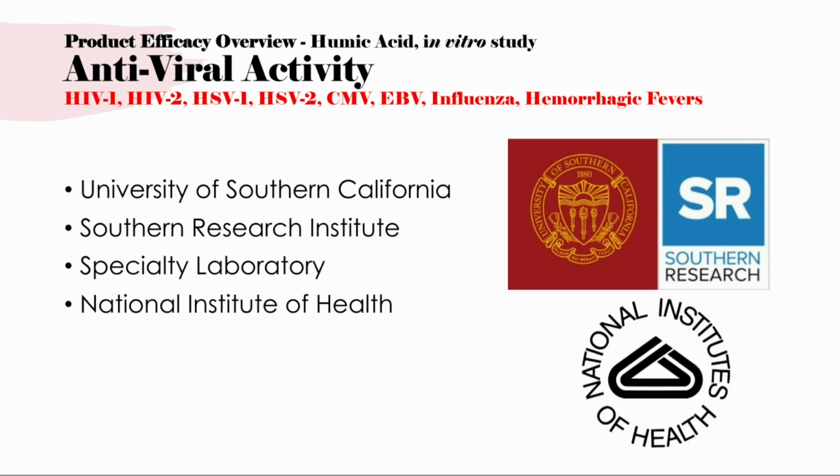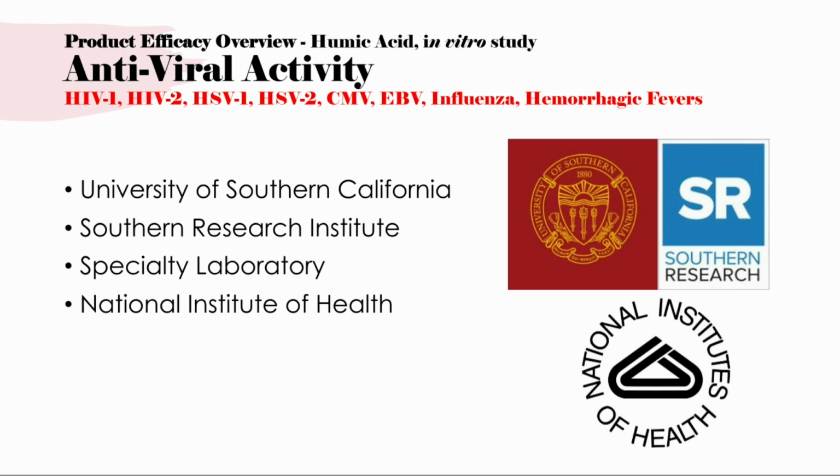So the antiviral activity of humic acid has been studied by multiple universities and academic institutions, including the University of Southern California, the Southern Research Institute, Specialty Laboratory, and the National Institute of Health. And what all of those organizations found, based on their own studies, is that humic acid has antiviral activities for HSV1, HSV2, herpes simplex virus, cytomegalovirus, Epstein-Barr virus, influenza, and even hemorrhagic fevers.